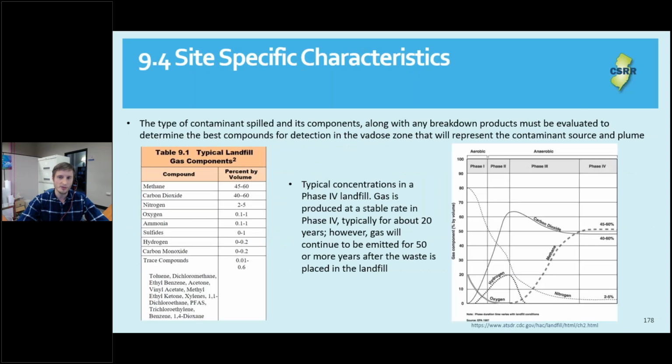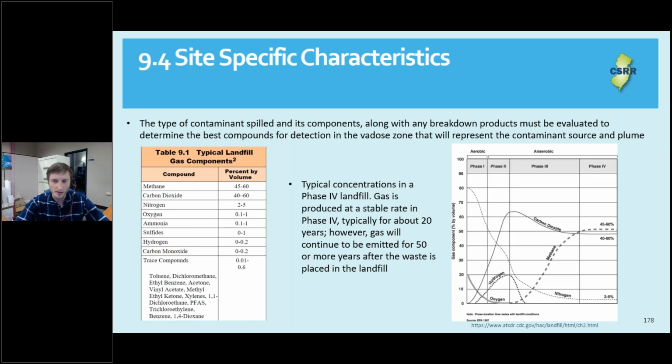There are site-specific characteristics you have to keep in mind. This slide I'll be talking about landfills. The type of contaminant spilled and its components, along with any breakdown products, must be evaluated to determine the best compounds for detection in the vadose zone that will represent the contaminant source and plume. The image on the left shows the typical concentrations of a phase 4 landfill in regards to methane, carbon dioxide, and the rest. The image on the right shows the 4 phases of a landfill.